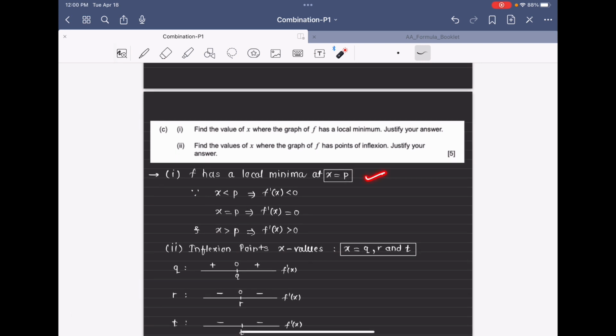So I am writing x is equal to p because x is less than p, f dash x is less than 0, x is equal to p, f dash x is equal to 0, x is greater than p, f dash x is greater than 0.